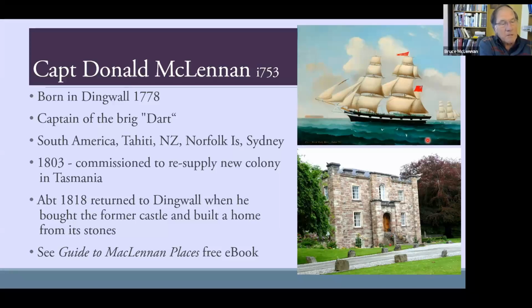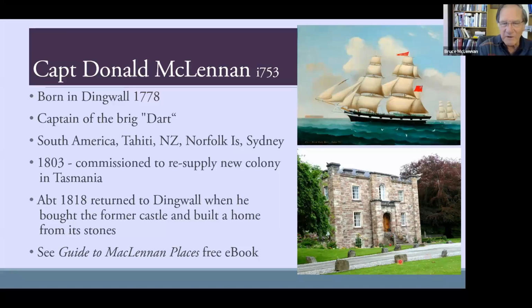So that's what he did in his boat, his ship, the Dart. And when he returned eventually to Scotland, he bought the old castle that had been there just down from the famous church in Dingwall, and he pulled the stones from it, pulled it apart, and built himself this house here, this mansion.